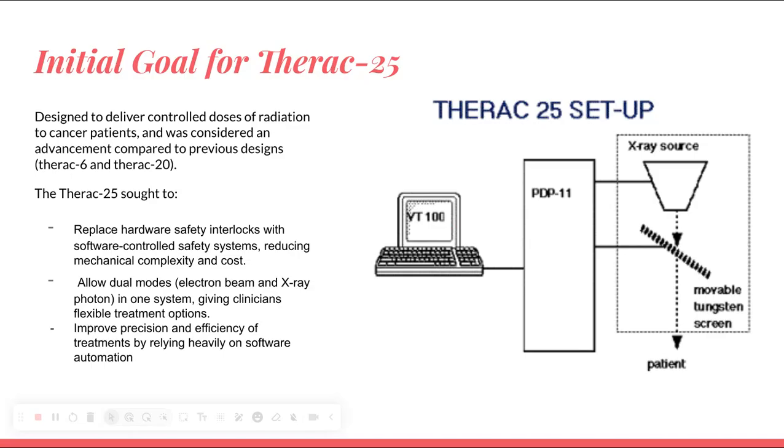All right, and as you can see on the right, there's a photo showing a very generalized image of how the Therac 25 was set up. You have the computer with the software, and then you have the main base of the body, and then you have the X-ray source up top right, and then the little dotted lines right there is the movable tungsten screen, which would allow the doctor to switch back and forth between the electron beam and the X-ray photon modes.